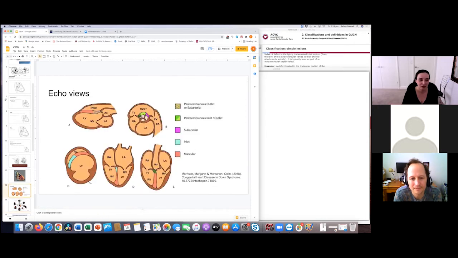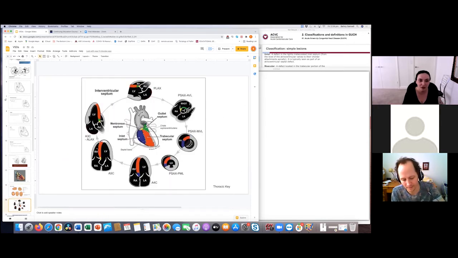And then here are the views. The only thing I'll say for this particular diagram is, when you're looking at the short axis at the level of the aortic valve, every diagram I've looked at actually has something slightly different. I think it's highly variable, and I'll show you what I mean in a second.